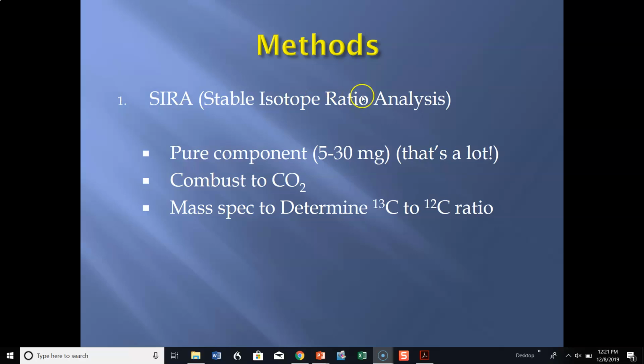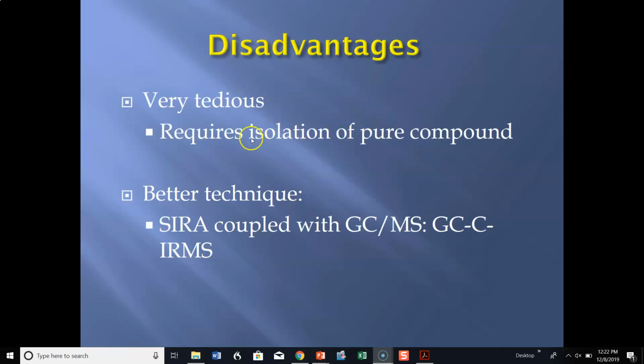Now, stable isotope ratio analysis, that's a fairly old methodology. You basically isolate a pure component. You're questioning what's its carbon-13 to carbon-12 ratio. Problem is it takes 5 to 30 milligrams of a pure material. If you've got a complex mixture of chemicals in flavoring or in food, it's tough to get that much material. So the idea of getting the material, combusting it, and determining this ratio is really tedious. So lots of material needed, and so we have a better technique that's available to us.